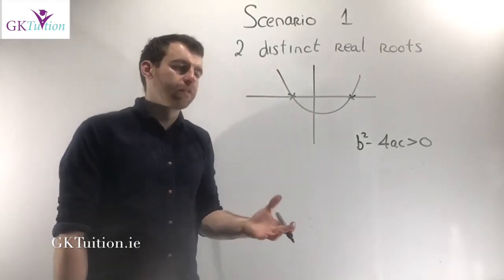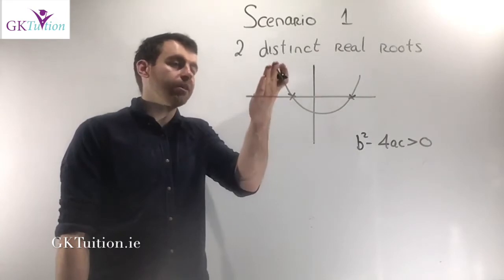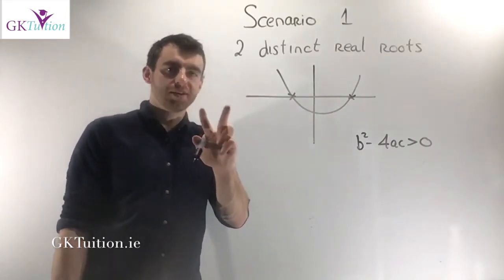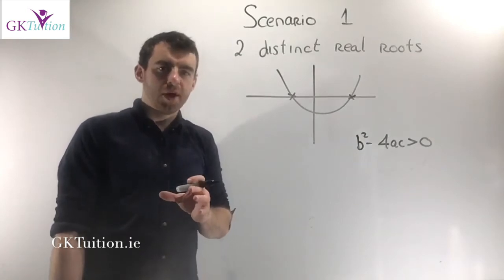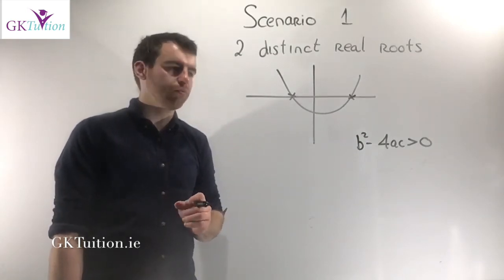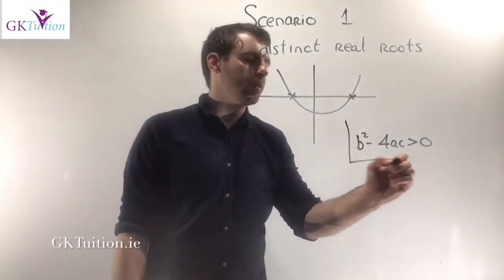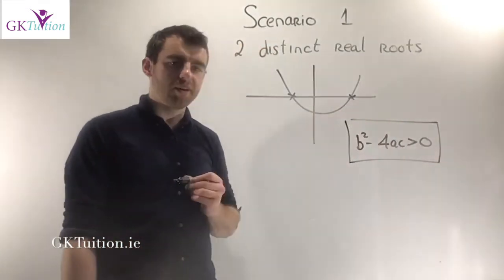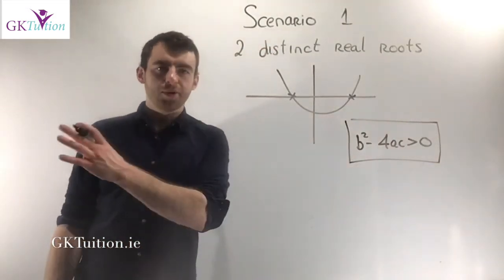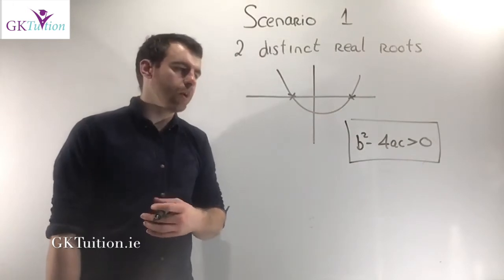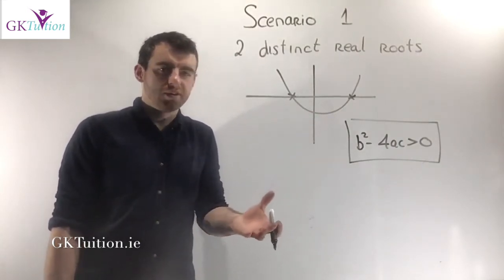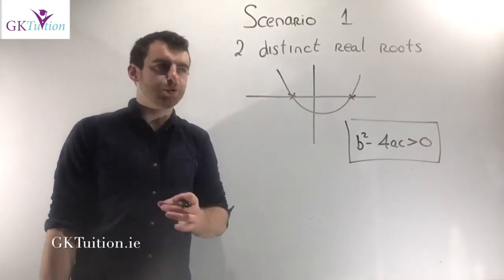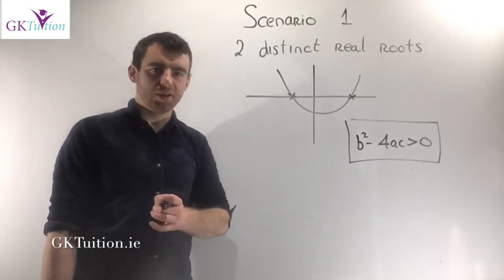I've just drawn a rough sketch of what it looks like. Basically, it's just a quadratic curve that crosses the x-axis in two different places. In order to prove that a quadratic has two distinct real roots, you need to prove that b squared minus 4ac is greater than 0. So for example, the one that I just did, b squared minus 4ac was 52, which is clearly greater than 0. So that was an example of a quadratic that has two distinct real roots.